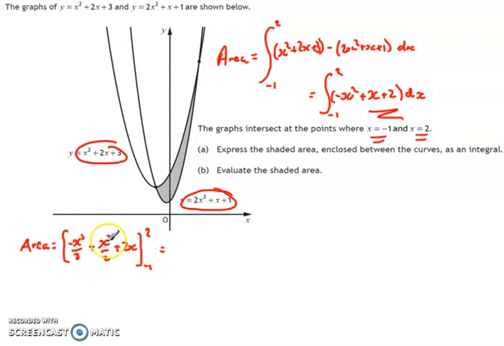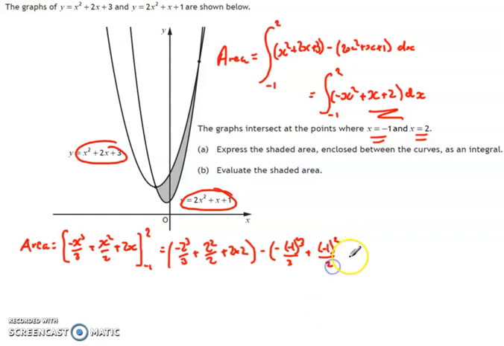What I now do is calculate this at 2, calculate it at -1 and subtract the two of them from each other. So I end up with -2 cubed over 3 plus 2 squared over 2 plus 2 times 2, that's it at the upper limit. Then going to be take away negative of -1 cubed over 3 plus the -1 squared over 2 plus 2 times -1 for the final term in that bracket.